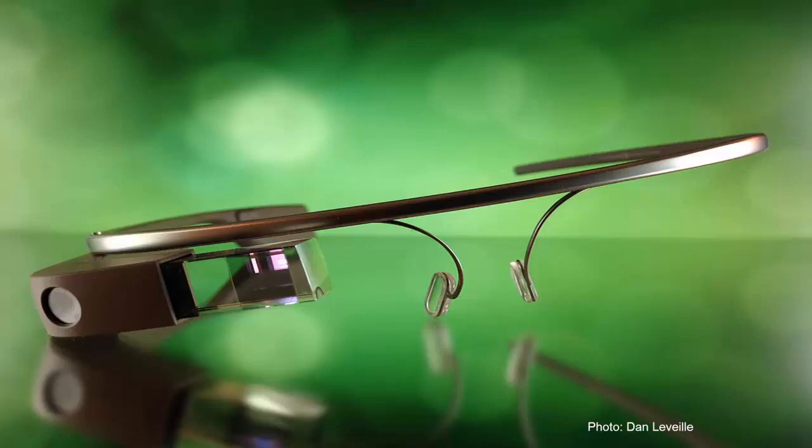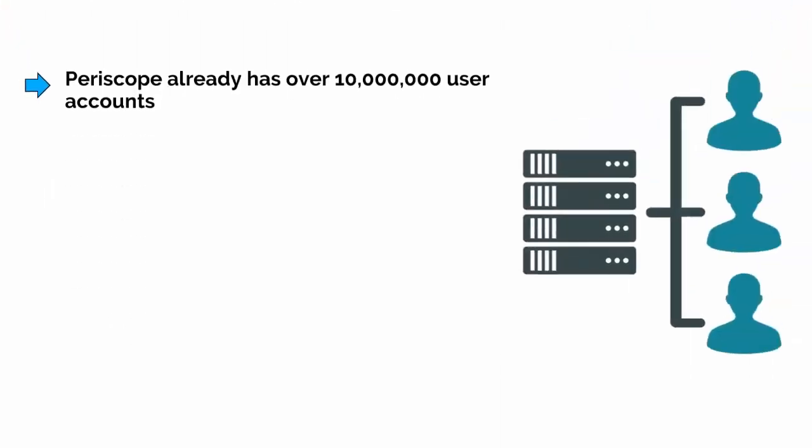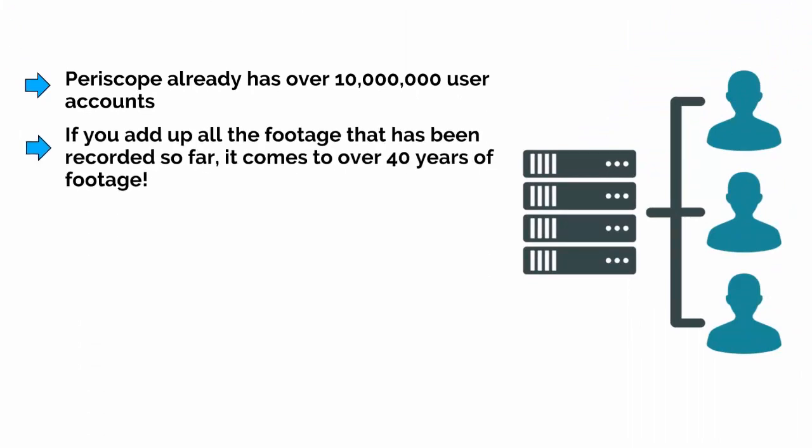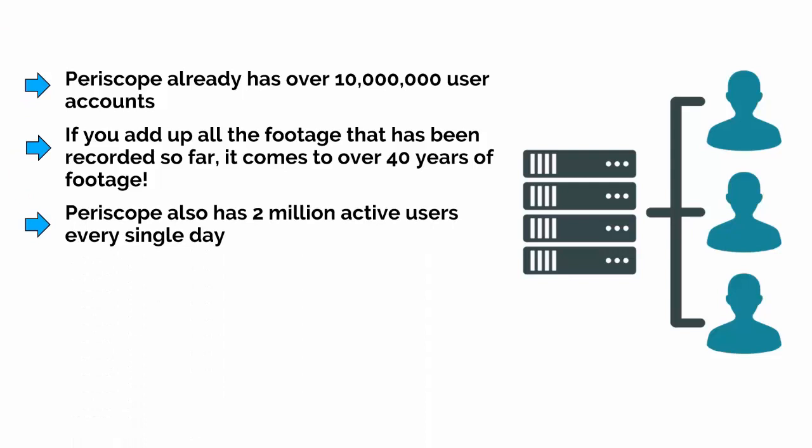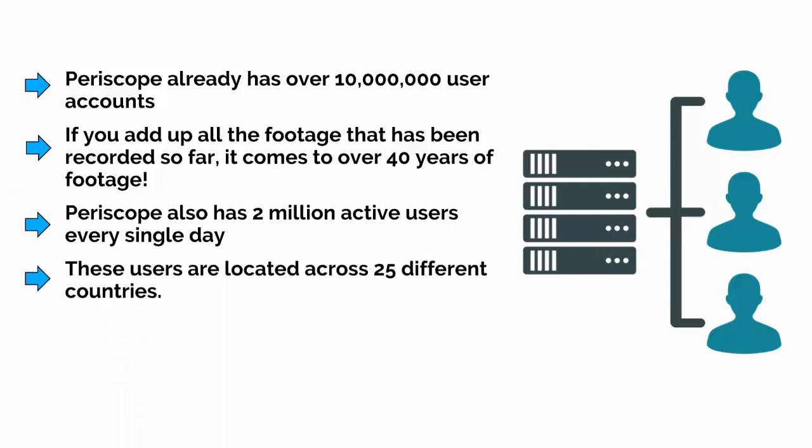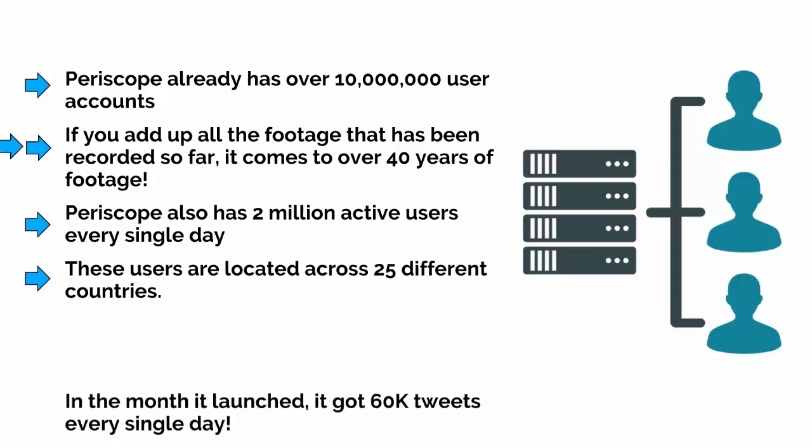And this is no pipe dream either. Live video streaming is still very new. Periscope and its major competitors all launched only in the last year, and yet it's already gaining huge momentum. For instance, did you know that Periscope already has over 10 million user accounts? And if you add up all the footage that's been recorded so far, it comes to over 40 years of footage. Periscope also has 2 million active users every single day, and these users are located across 25 different countries.